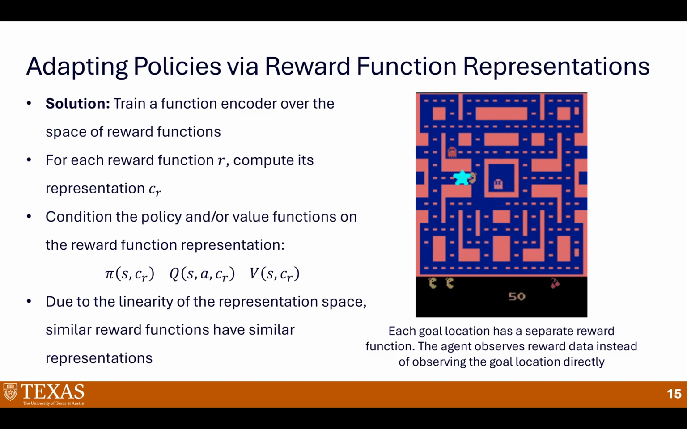The solution is to first train basis functions over the space of reward functions. Then for any new reward function, given some data on it, you can compute its representation via that inner product. Once we have the representation, since we know it's fully informative of the reward function, and it's got some nice smooth and linear properties, we can just simply pass it in as an additional context variable to the reinforcement learning algorithm. In practice, this just means you pass it in as an additional input to the policy and value functions. And due to the linearity of the representation space, this means that similar reward functions will have similar representations, and therefore they will have similar policies, as the neural networks we're using are inherently continuous.